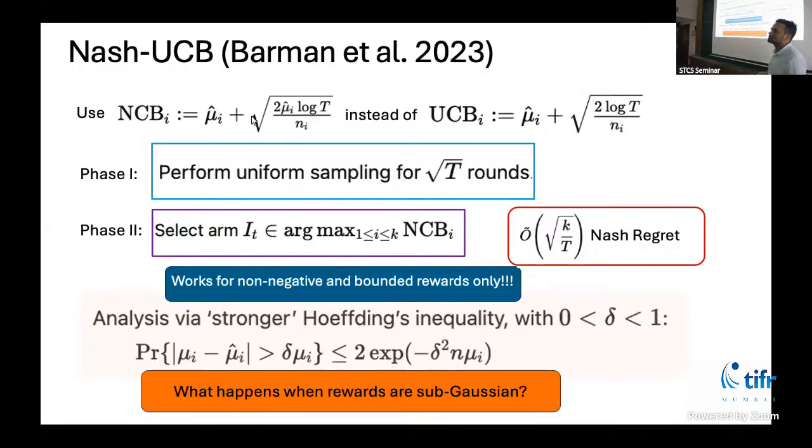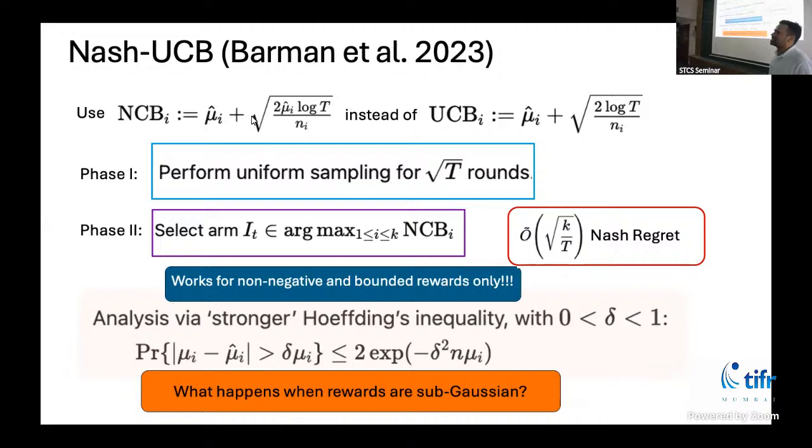I have a more philosophical question. I thought the point of defining this Nash UCB was somehow to be fair, right? But we're doing literally the same algorithm, just with some tweaking going on. So somehow without being fair, we are being fair.